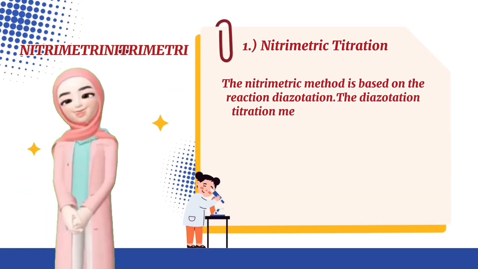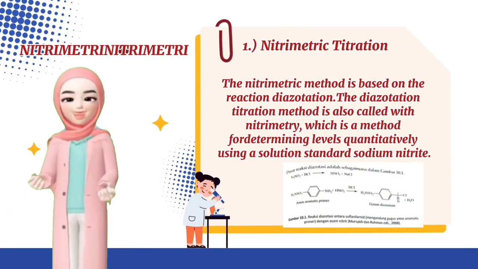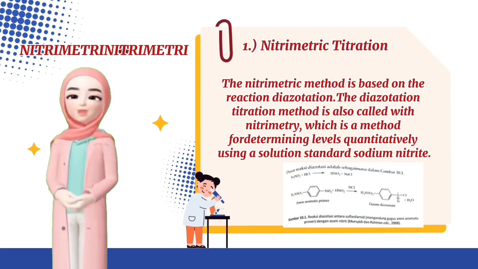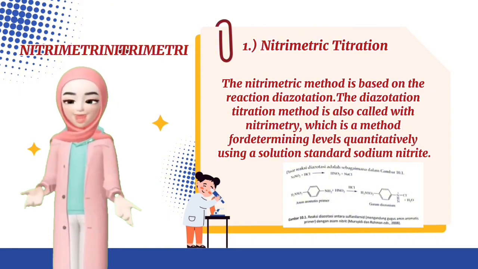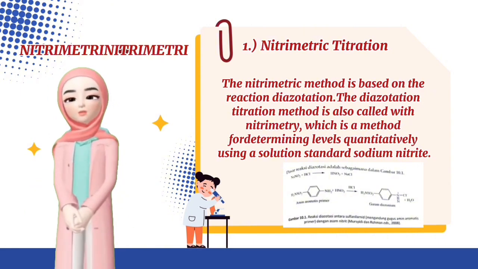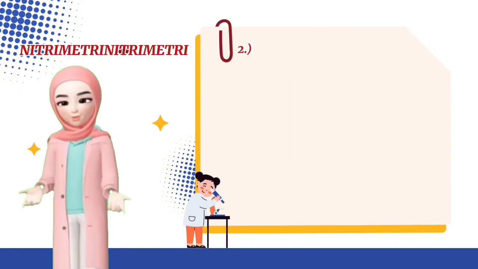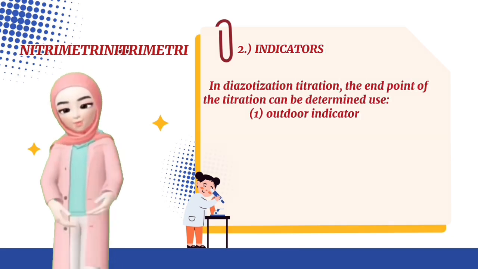1. Nitrometric titration. The nitrometric method is based on the diazotization reaction. The diazotization titration method is also called nitrometry, which is a method for determining levels quantitatively using a standard sodium nitrite solution. 2. Indicators in diazotization titration.